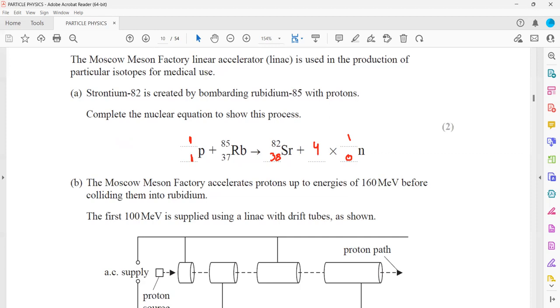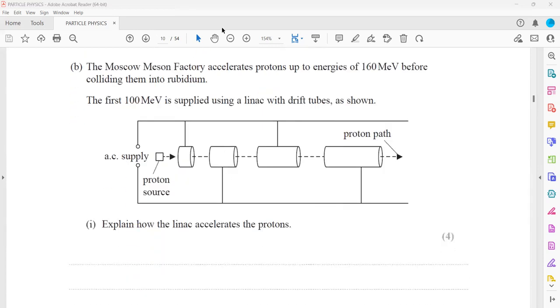So the Moskin Mason factory accelerates the proton up to an energy of 160 mega electron volt. Before these protons come out, they have the energy of about 160 mega electron volt before they collide with the rubidium. The first 100 mega electron volt is supplied using a Linac with a drift speed, as shown. Explain how a Linac accelerator accelerates the proton. A 4-mark question, you have to explain the working of a Linac, or linear particle accelerator.